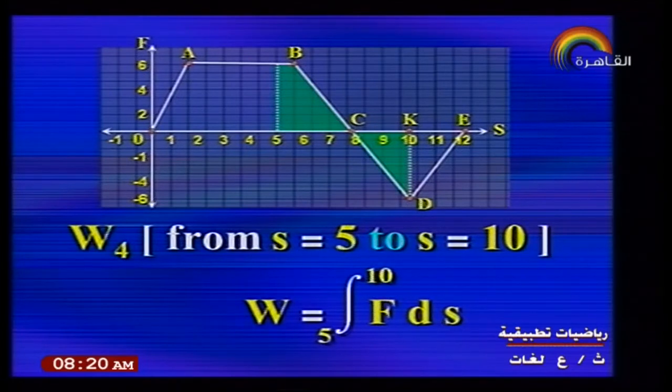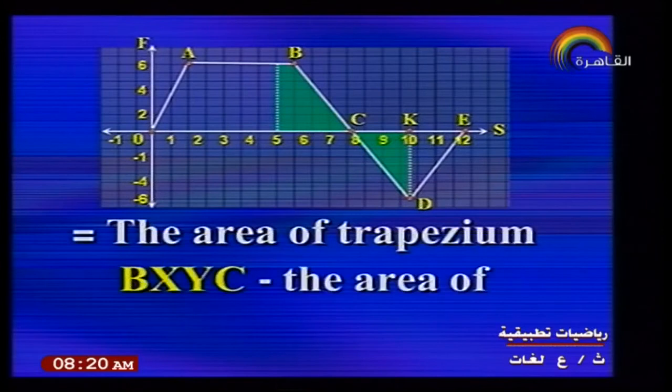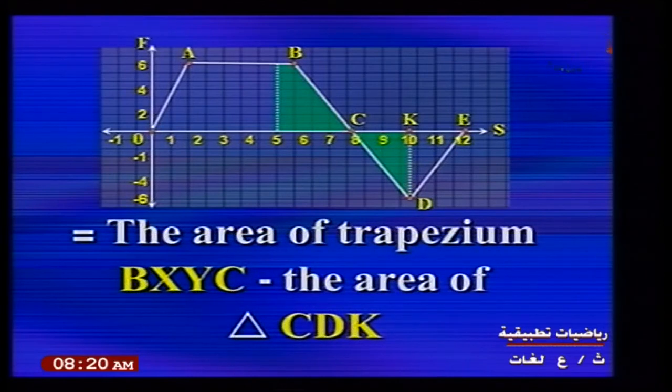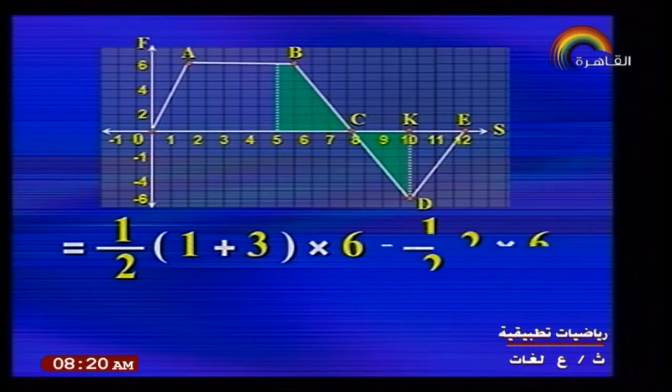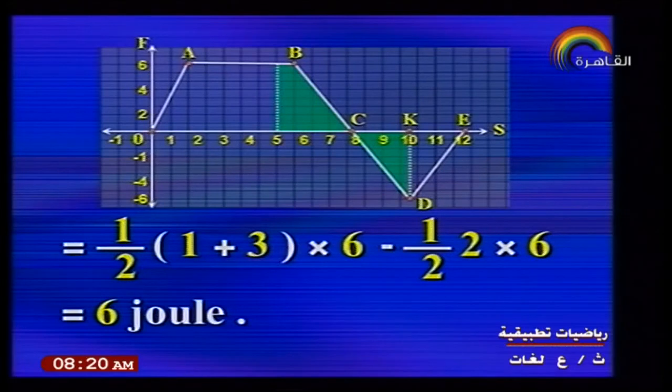Dear student, we use area of trapezium BXYC minus area of CDK. Then area equals half times (1 plus 3) inside bracket times 6 minus half times 2 times 6, area equals 6 joule. Then the required work equals 6 joule.